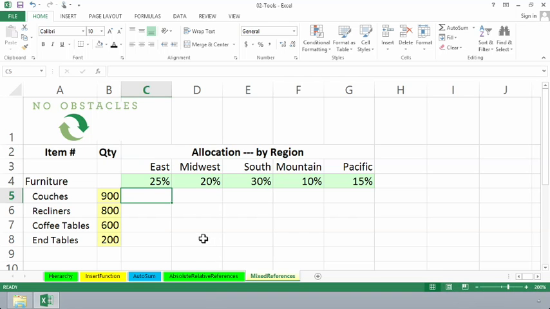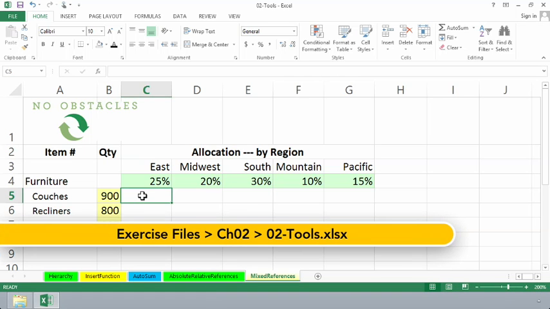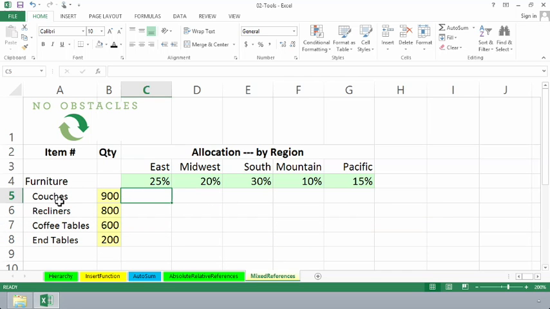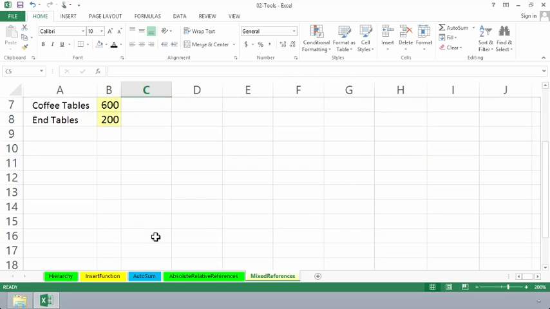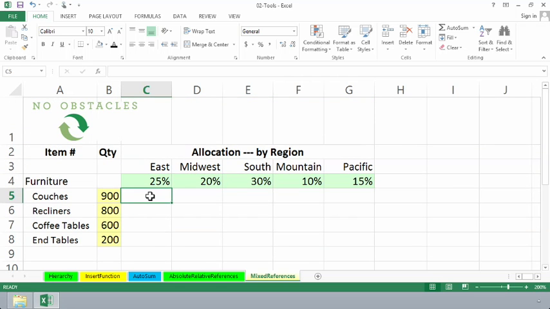In this worksheet called Mixed References, we need to write a formula here that's going to calculate how many couches go to our different regions here. And not only couches, but also recliners and other items here too, and potentially maybe a much bigger list. And writing a simple formula here takes almost no time.